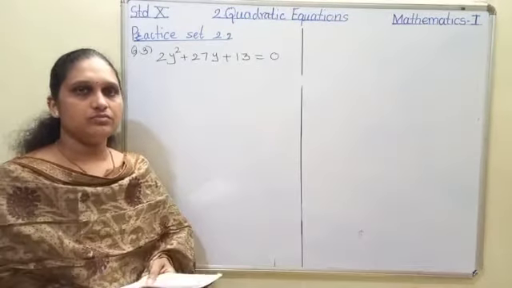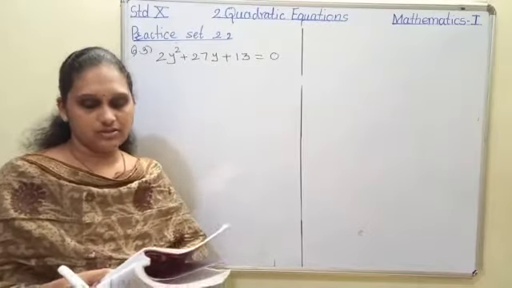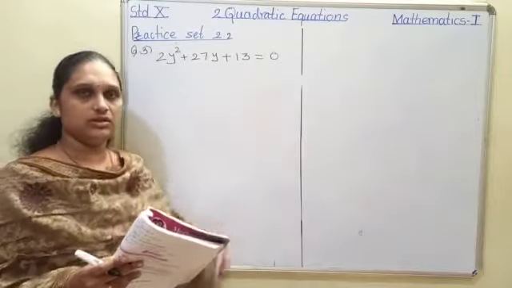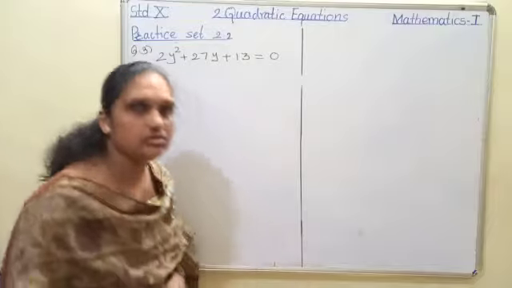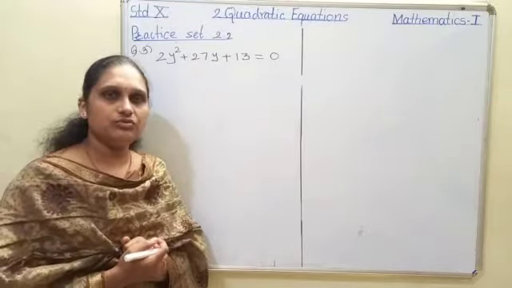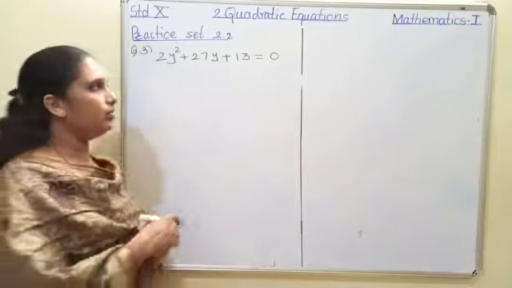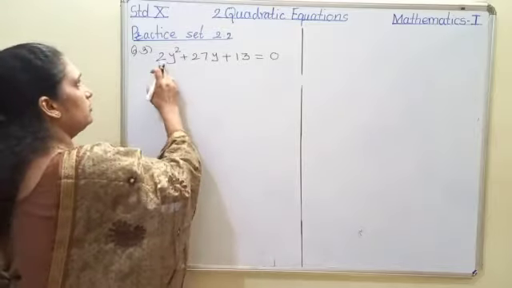Now let's see question number 3. Question number 3 is 2y square plus 27y plus 13 equal to 0. So students, if you observe the first question and the third question, you will find that in the first question there was no coefficient for the first term. Now here, for y square, the coefficient given is 2.